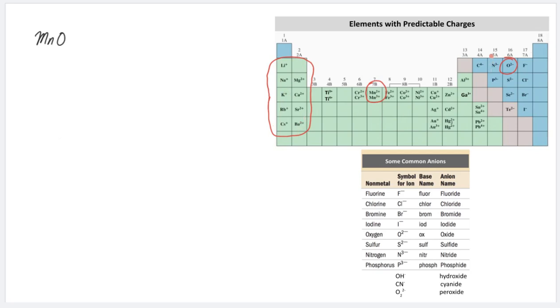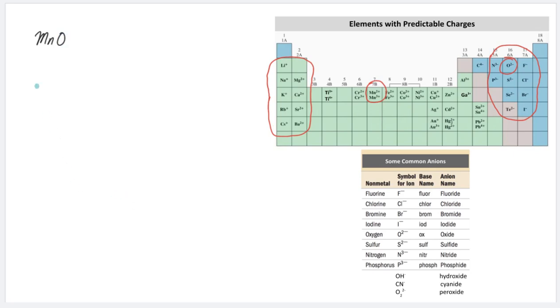The same thing for these elements around here. That means they always are going to be -1. All of these always are going to be -2, and here these are going to be always -3. Okay, so having that in mind, how can we figure out the name for this compound and identify what type of oxygen we have here?